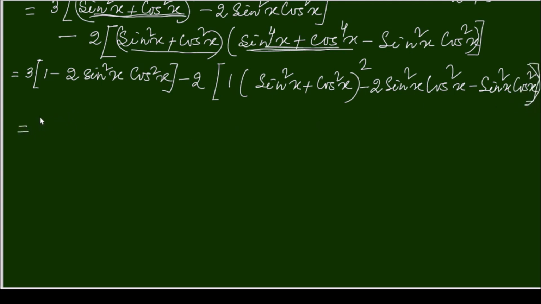So this is 3, and I am now multiplying 3 into 3 minus 6 sine square x cos square x, sine square x cos square x. So this is about the first term. Now I will go for the second term. It will be minus 2 times 1 minus 3 sine square x cos square x.